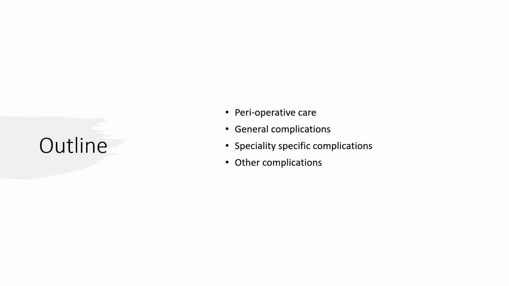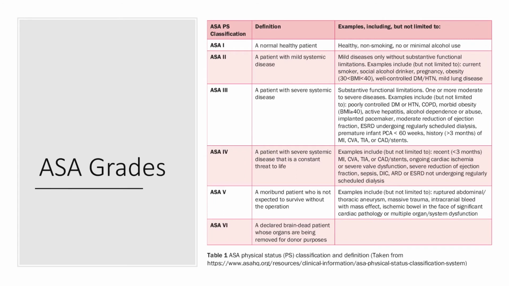Initially, we will start off by covering perioperative care and things that you need to keep in mind prior to going into surgery and into operations. Then we're going to look at general complications, those that are applicable to any and all types of operations, followed by some specialty-specific complications. And lastly, we're going to go to other complications, things that are a bit more generic, and might not be relevant to certain conditions or certain diseases. All right. So starting off with ASA grading.